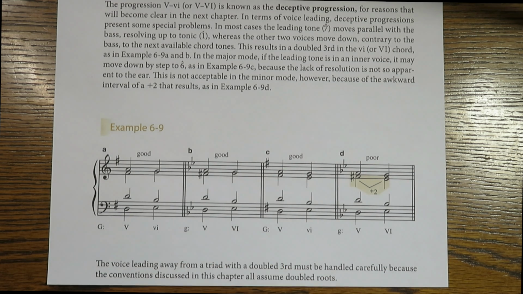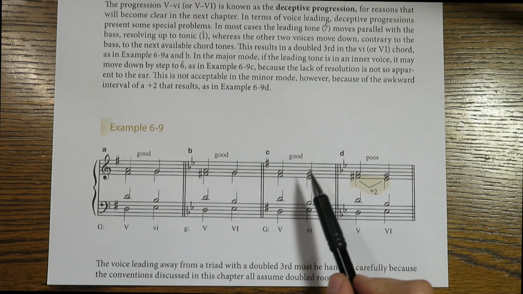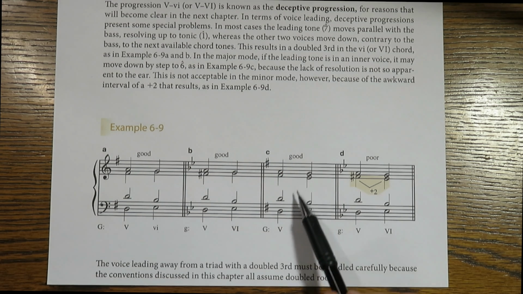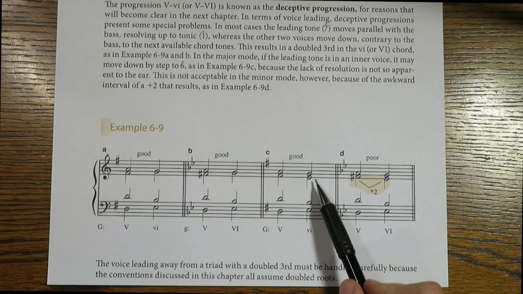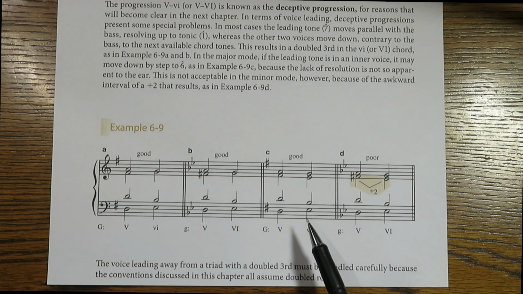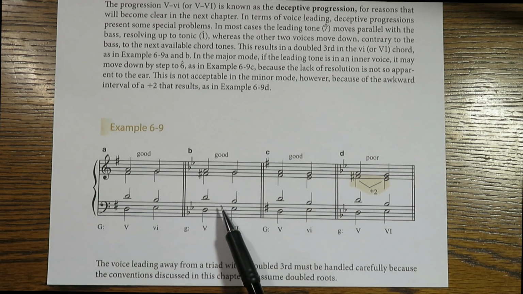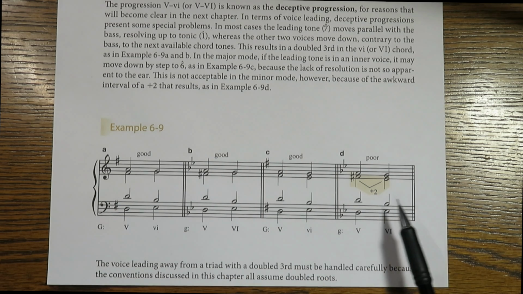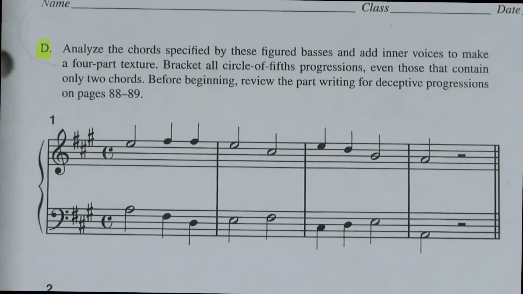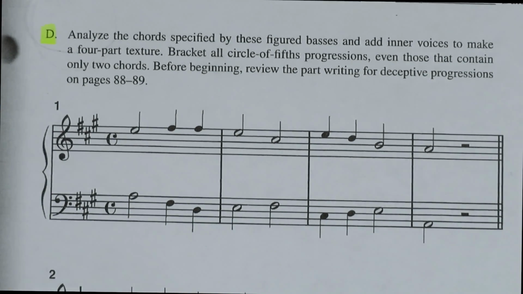Okay, so that creates a doubled third, and in this case we don't have the doubled third. We have the doubled root. So both of these options are good. In the minor mode, we need to stick with this option and avoid the augmented second. Okay? And the voice leading away from a triad with a doubled third must be handled carefully, because the conventions discussed in this chapter all assume doubled roots. So we'll have to watch out for that. Okay, so let's start with the homework.